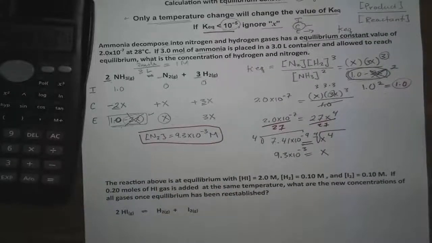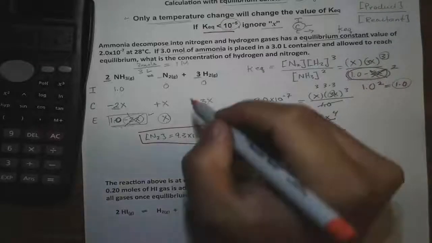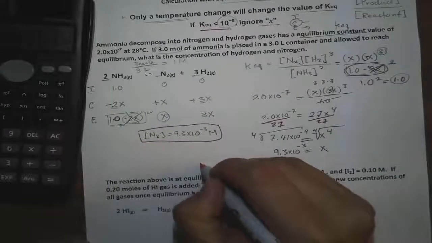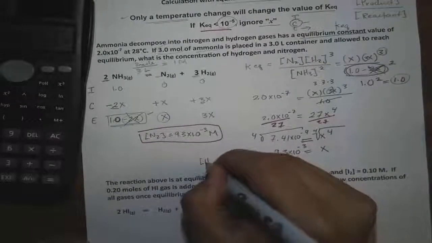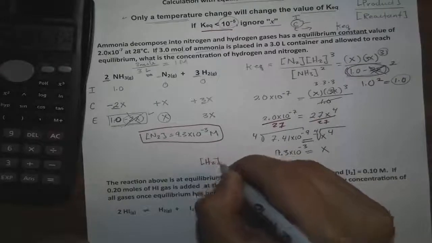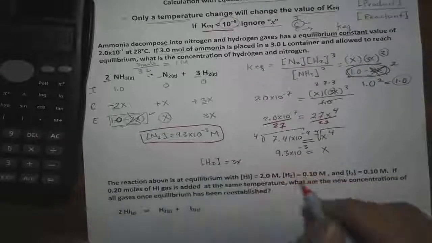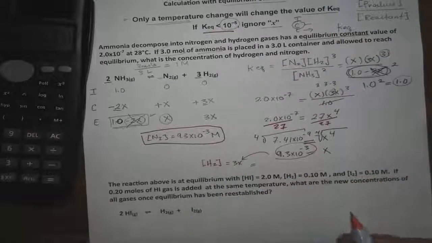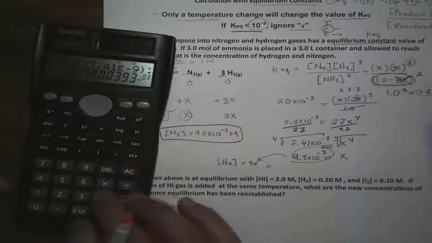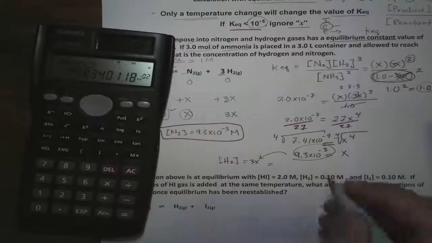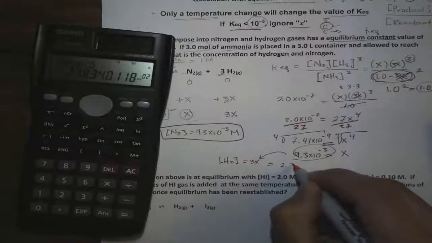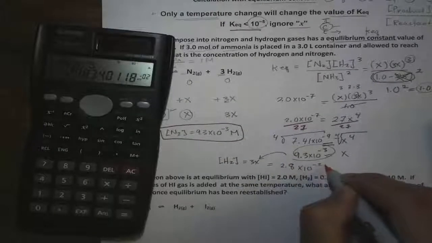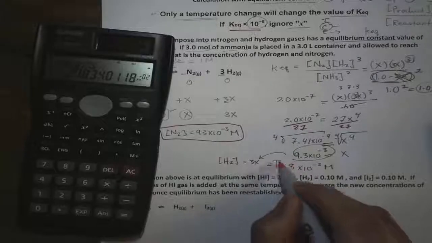Okay, and what about hydrogen? Of course, hydrogen is represented by 3x. So we have H2, and that's equal to 3x, and we know what x is in this case. We just plug it in, and that would give us what? So we take this times 3, that gives us 2.8 if we keep 2 significant figures, times 10 to the negative 2 molarity. And that is our concentration for hydrogen.